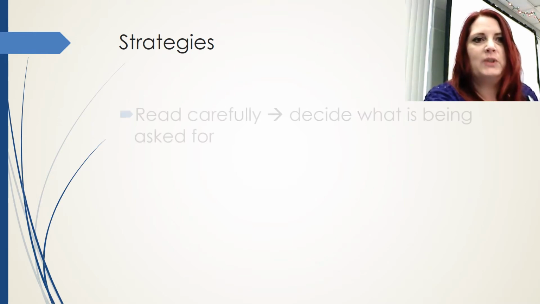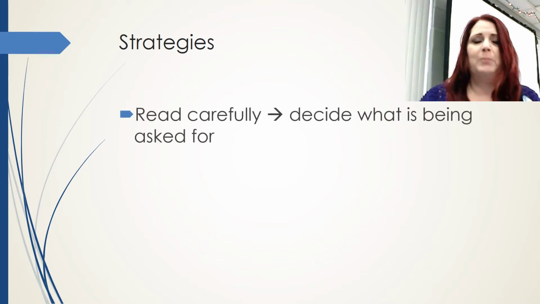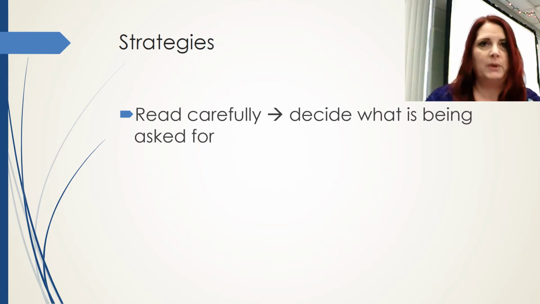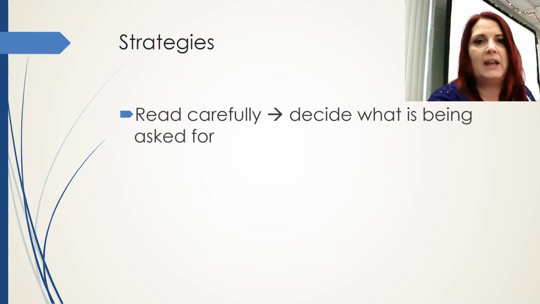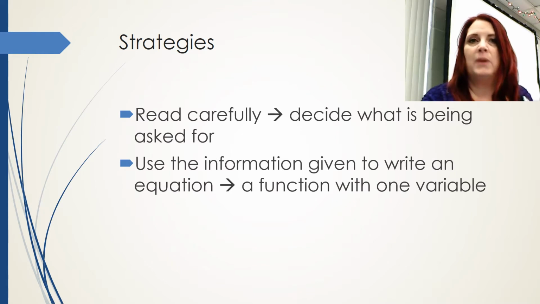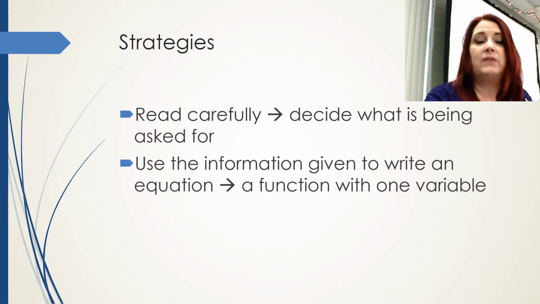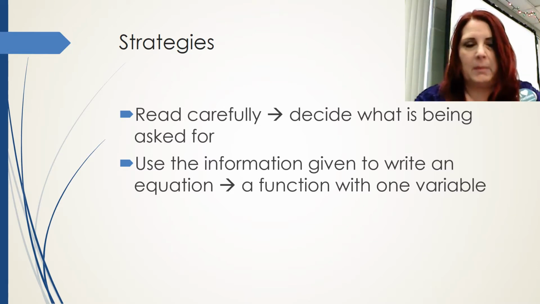The first thing you're going to do is to read carefully. Please read the entire problem before you start doing any work because you want to know the whole full scope of it and then decide what's being asked for. Then once you know what they're asking for, you can use the information that's given to you to write the equation, a function with one variable. So f of x equals x, blah, blah, blah, blah.